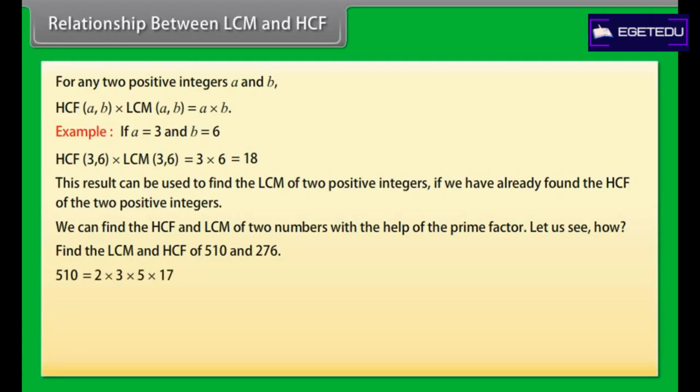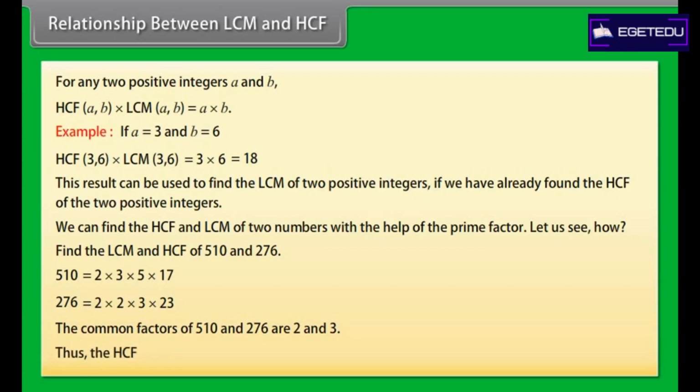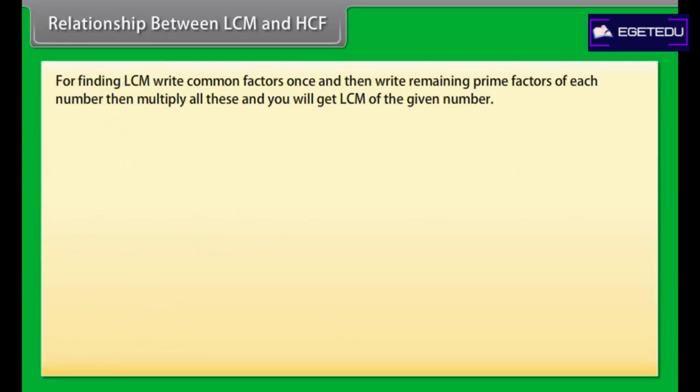510 is equal to 2 × 3 × 5 × 17. 276 is equal to 2 × 2 × 3 × 23. The common factors of 510 and 276 are 2 and 3. Thus, the HCF is equal to 2 × 3. For finding the LCM, write common factors once and then write the remaining prime factors of each number. Then multiply all these and you will get the LCM of the given numbers.